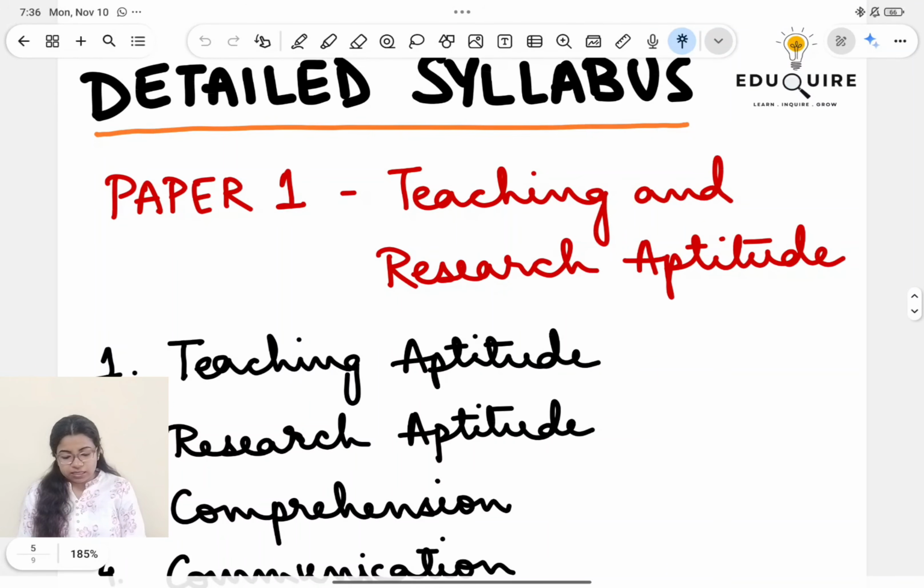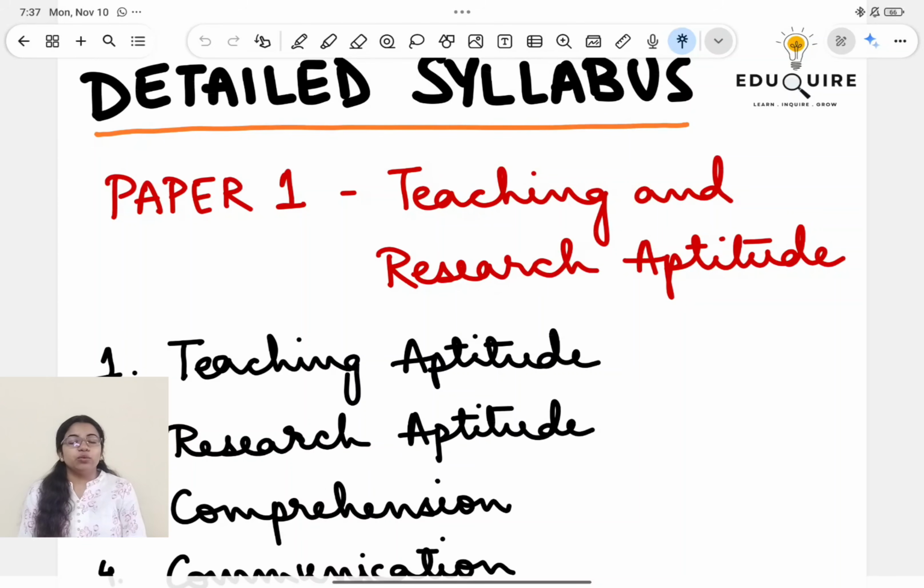Now let us look at the detailed syllabus. Paper 1 is teaching and research aptitude. Now this paper checks your overall teaching and research skills, reasoning ability and awareness of higher education. Unit 1 is teaching aptitude. Here you will be asked about the nature and objectives of teaching, what are the characteristics of learners, what are the methods of teaching, what are the various factors that affect teaching, and how to build effective communication in the classroom. The second unit is research aptitude.